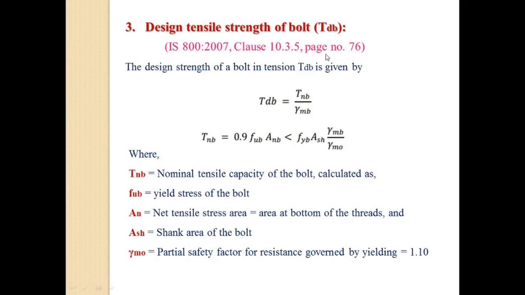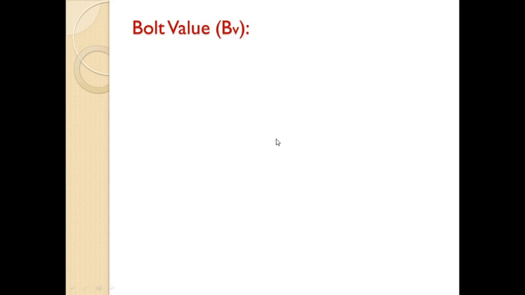But generally we do not consider this tensile strength for the design of connections, because the tensile strength of bolt is much higher. So there may be chances of the plate failing but not the bolt. And lastly, gamma MB means the partial safety factor for material strength of bolt.